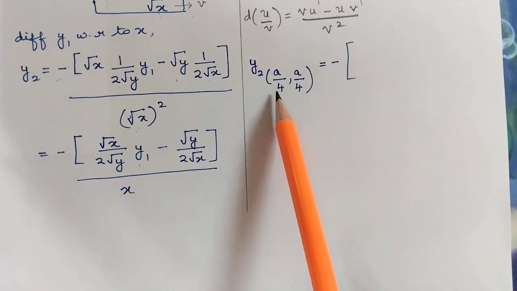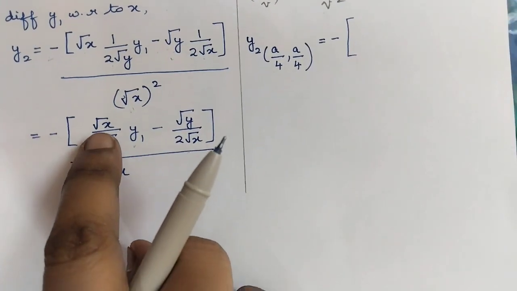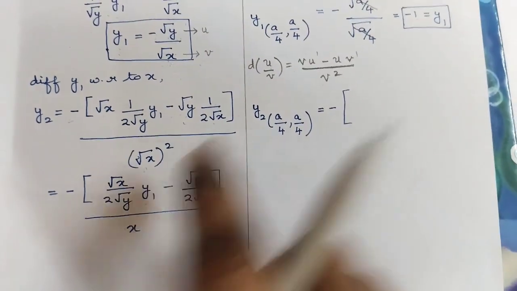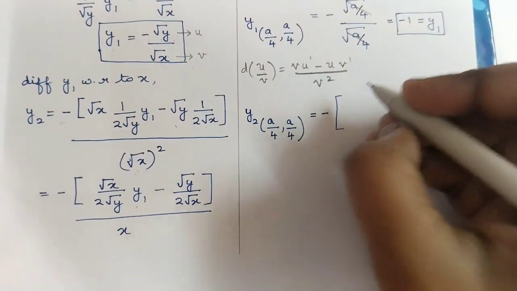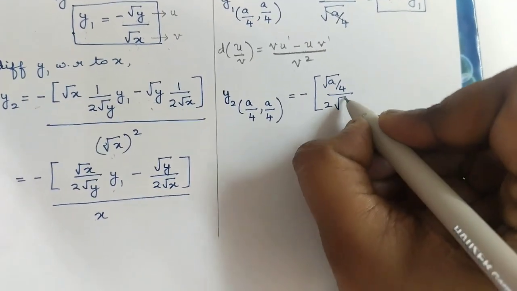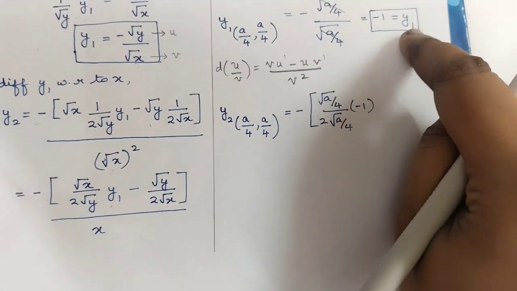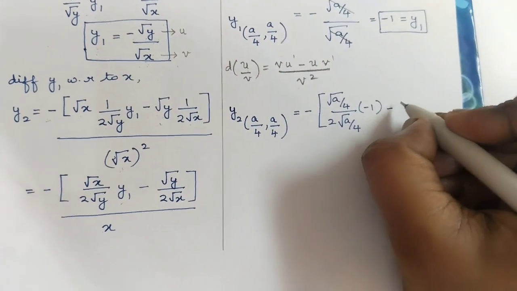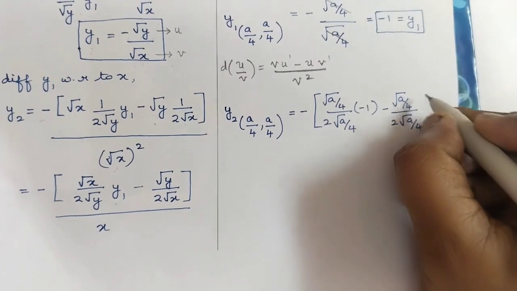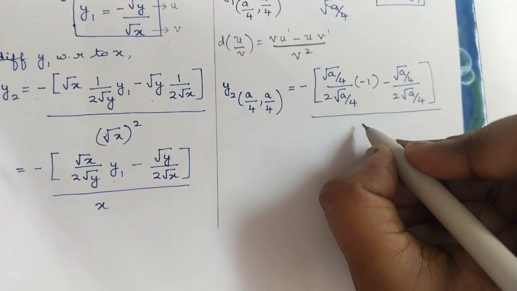Now I'm going to substitute the value a by 4, a by 4. Wherever there is x and y, I'm going to substitute a by 4, a by 4, and wherever there is y1, I can substitute minus 1. So it becomes root a by 4 by 2 root a by 4 into minus 1, since y1's value we have found out to be minus 1, minus root a by 4 by 2 root a by 4. The whole term divided by x. X is nothing but a by 4.